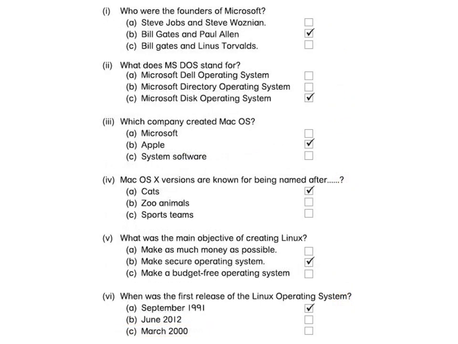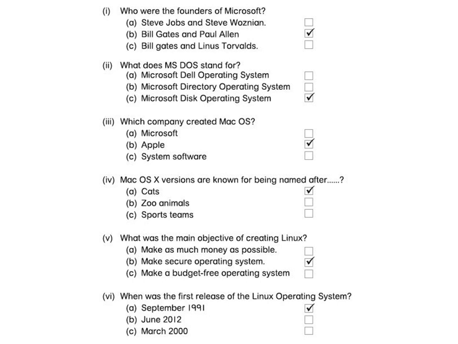So these are the answers. Who were the founders of Microsoft? Bill Gates and Paul Allen. What does MS-DOS stand for? It stands for Microsoft Disk Operating System. Which company created Mac OS? Apple created it. Mac OS versions are known for being named after cats. Yes, that was a fun fact actually.